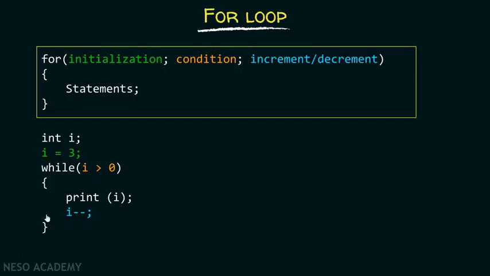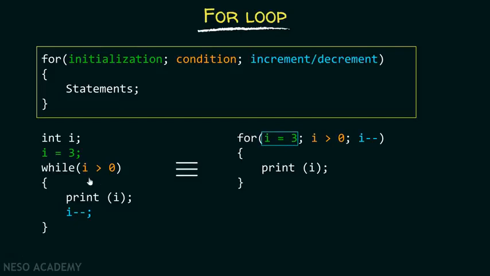We can rewrite this whole program like this: for I equals 3, I greater than 0, I minus minus, print I. They both are one and the same. There is no difference between this program and this program. If you really want to understand how a for loop works, you first have to understand how a while loop works. This is the prerequisite. Now, as we can clearly see, the first step in the while loop is the initialization step. Here also the first step is initialization. I is initialized with the value 3.